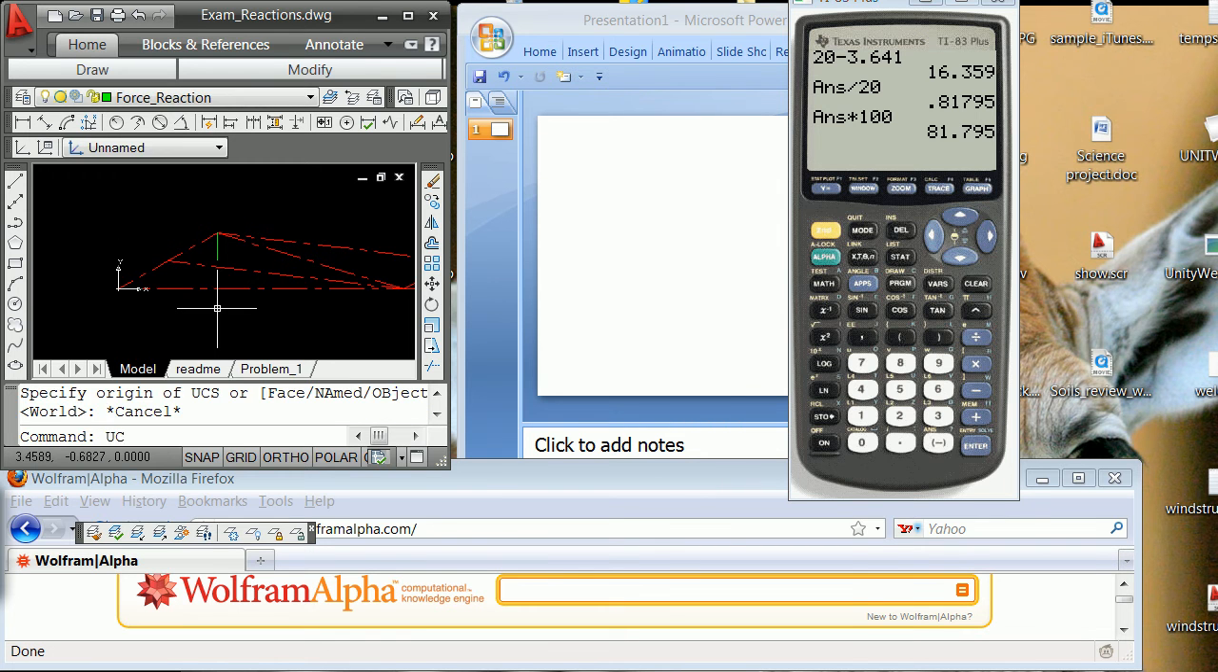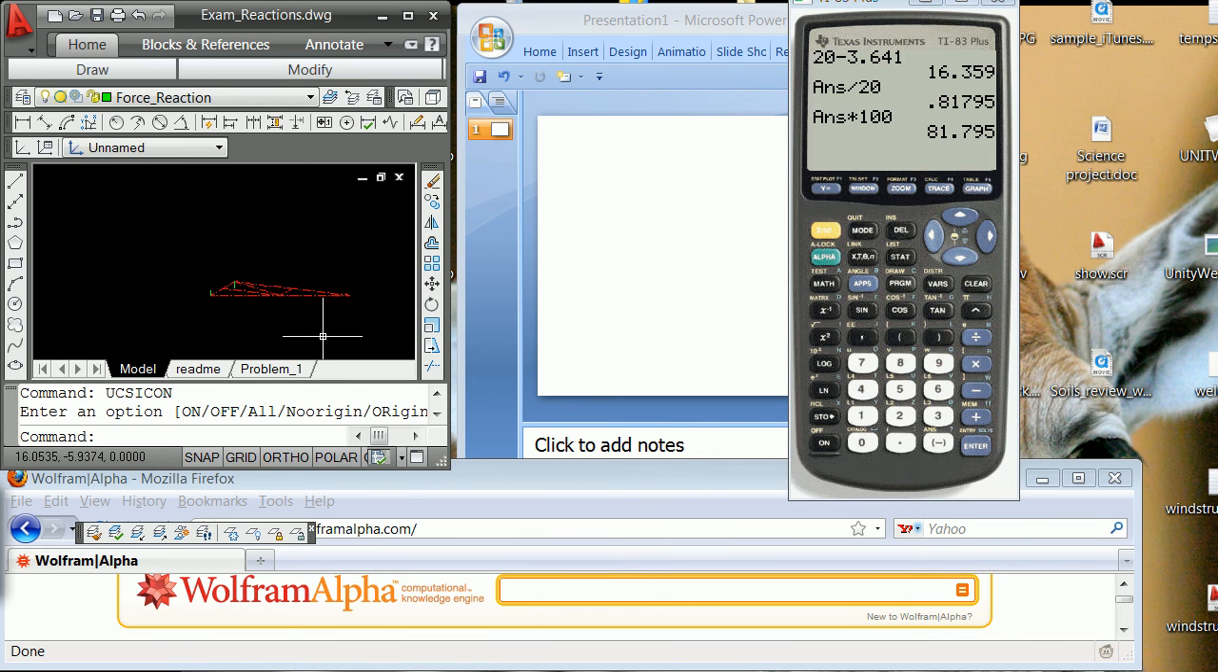UCS icon off. So what we have now, and in the end we would have over on this side, we won't do the calculations. I want to point out that we're not using this right now to solve for reactions. I'm just giving an example of how quickly reactions are supposed to be solved. We can do the same thing over there.